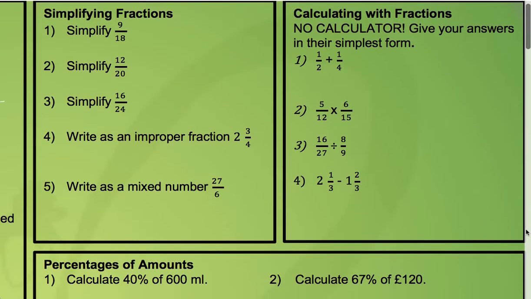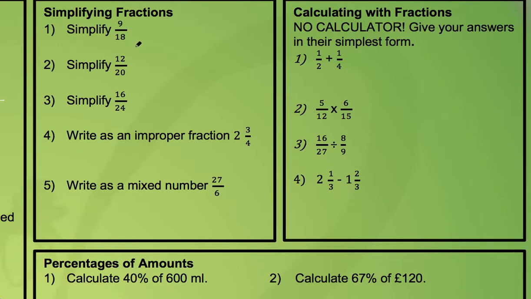Simplifying fractions, again, highest common factor of both. 3 goes into both of these, but also 9 goes into both of these, so just like with the ratios, we can simplify. So divide by 9, I get 1, divide by 9, I get 2. 12 over 20, highest common factor is 4. Again, you could go to 6/10 and then down to 3/5. If I divide by 4, that gives me 3 over 5 straight away.